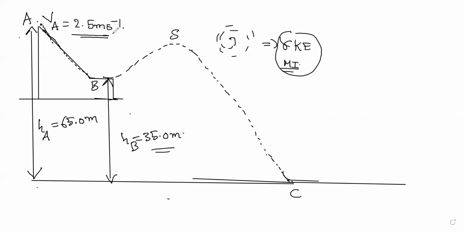The end of the ski jump lies at B, at 35 meters. S is the point of maximum height during the flight, and C is the final point of the flight. So he jumps up like this, and then he falls down here. That's the situation he talks about.